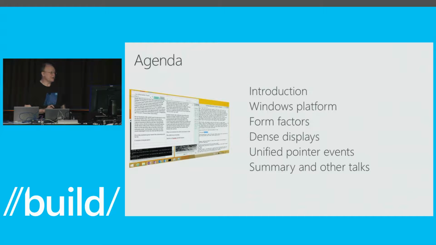And then with that in place so that we are on the same page as to what we're talking about for desktop development, I want to take a look at a lot of advances in form factors that have occurred over the past few years, specifically for input and output. And then I'm going to spend a fair amount of the talk talking about dense displays and scaling your applications on the desktop. I'm going to spend some time talking about the unified pointer event work that we've been doing in Windows and how that applies to desktop development. And then I'll wrap up, and I've got a pointer to some other talks that I think would be interesting to desktop developers.